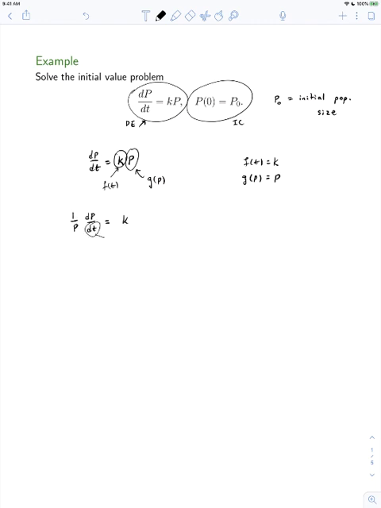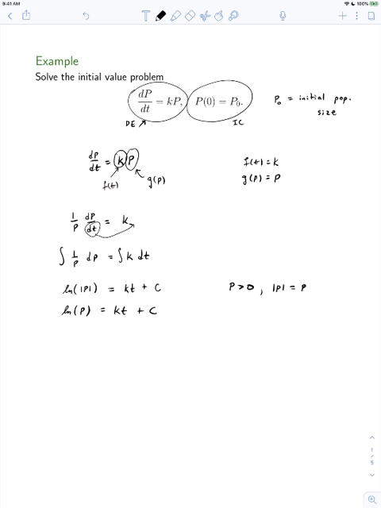dP/dt equals k times P. Divide the P over to the other side, and then we simply take the dt and write it over there. 1 over P dP is equal to k dt, and we integrate both sides. On the left, we have the natural logarithm of the absolute value of P, and on the right, we have kt plus a constant of integration. On the left, we don't need the absolute value of P. P is a population size, so it necessarily has to be positive. So the absolute value of P is simply P, and we have ln P equals kt plus C.